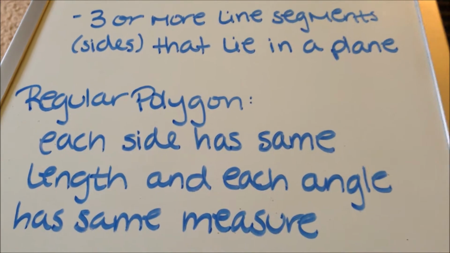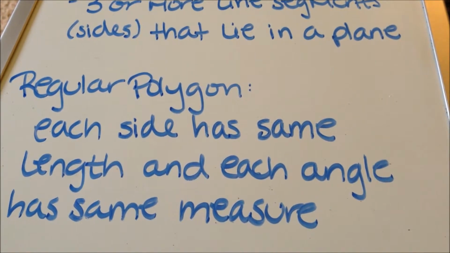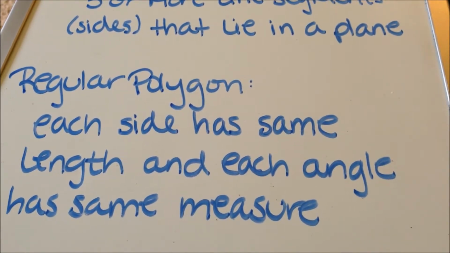In terms of a regular polygon, each side has the same length and each angle has the same measure. An example would be a square.